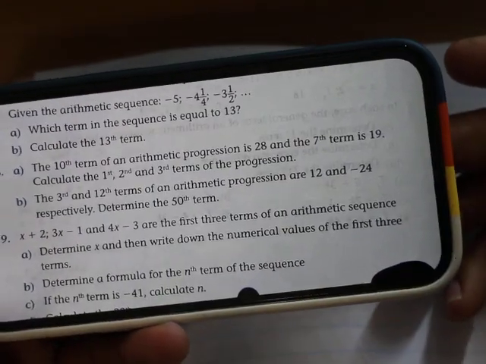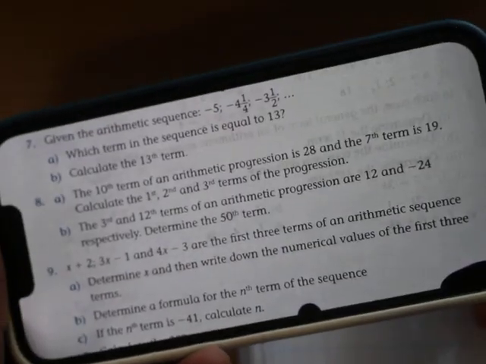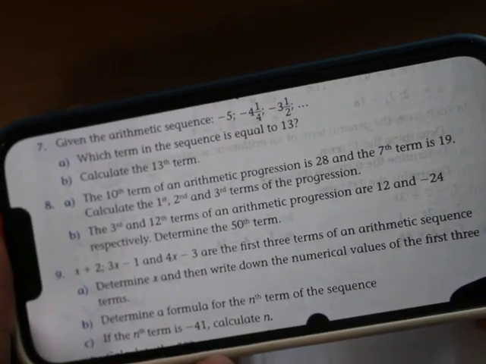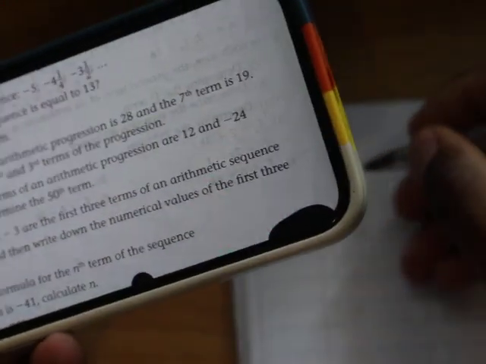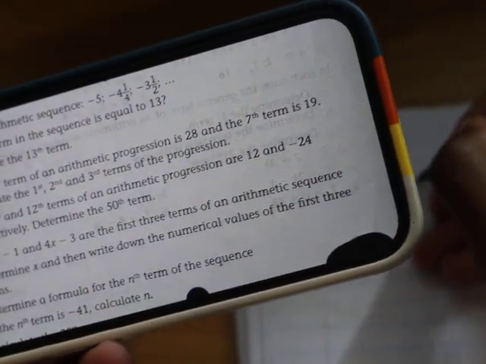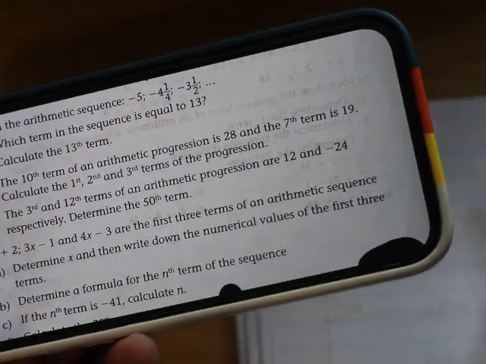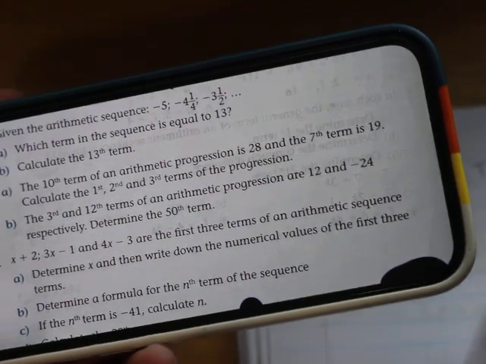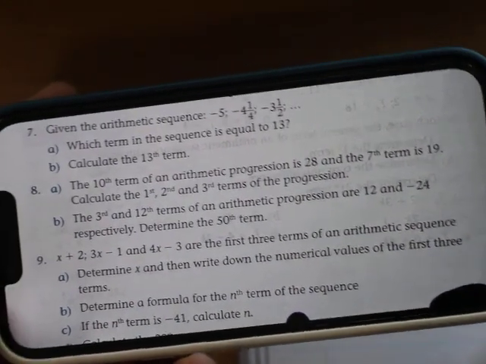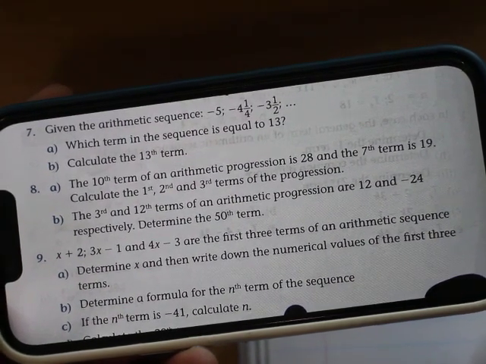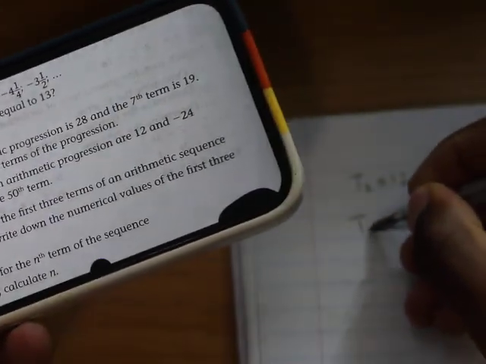So let's write that down. So T3 is 12, right? T3 is 12, as you can see. We're answering question B. So T3 is 12, and T12 is negative 24. We're just writing down the information. So now we need to find T50. So, okay, we've got that down. All right, T3 is 12 and T12 is negative 24.